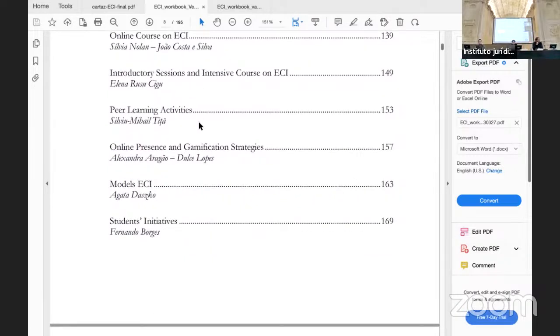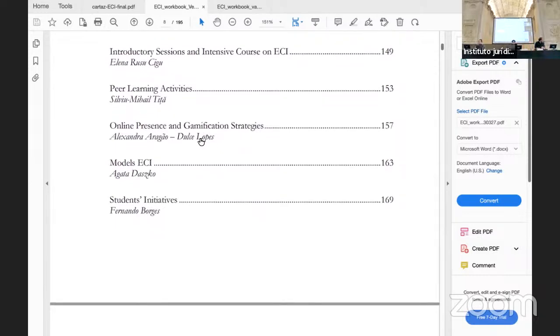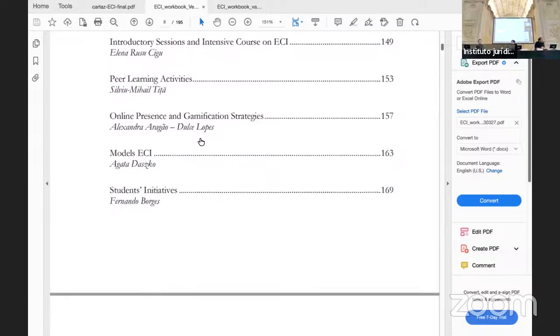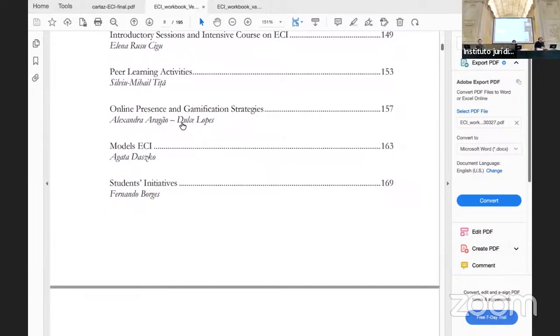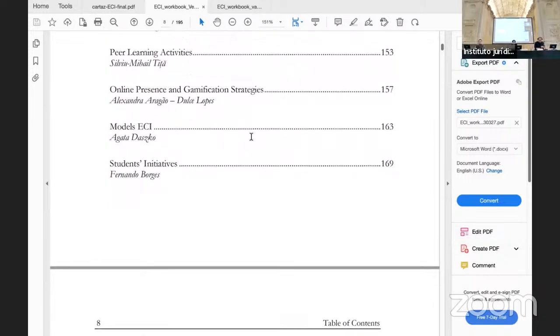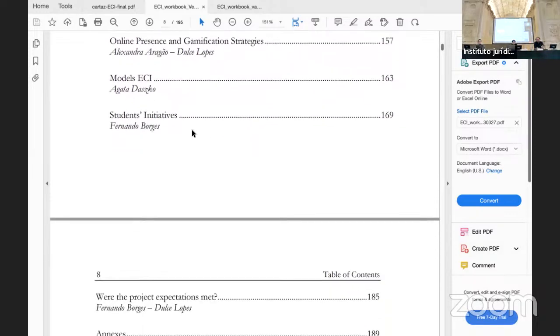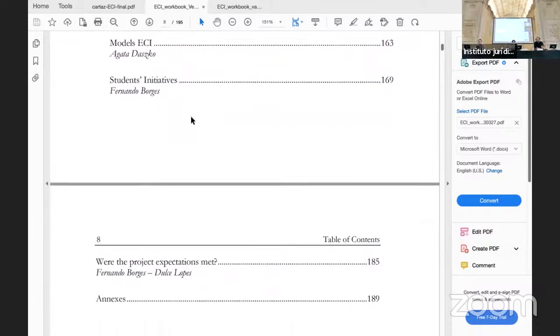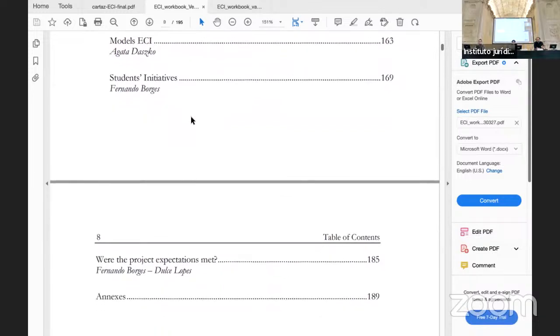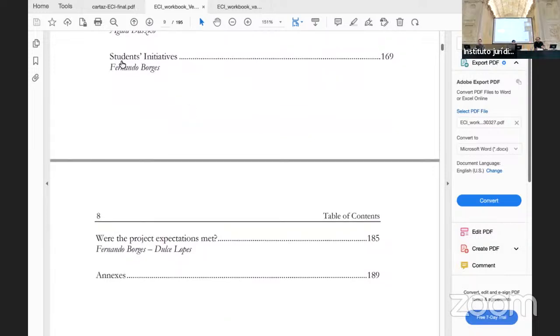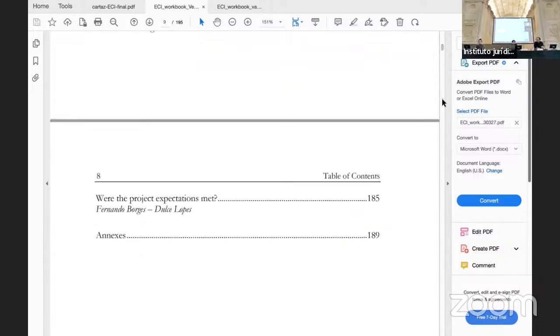We also explain introductory sessions and the learning activities. You may have heard some about these activities in today's presentation with Professor Ana Maria Berco, and online presence and gamification strategies. The activities in which you participated today are also connected to that. The activities that we did during the modules are basically a simulation of the process and how you can actually submit an ECI, and they got the response by the European Commission. And finally, the students' initiatives are very interesting, and the evaluation of whether the project expectations were met or not.